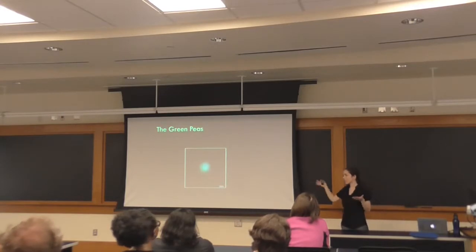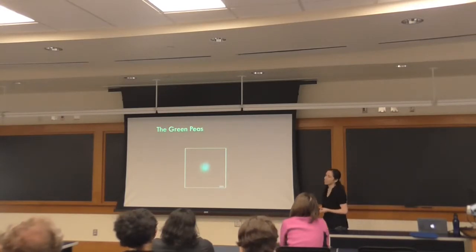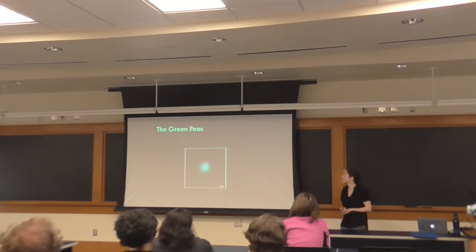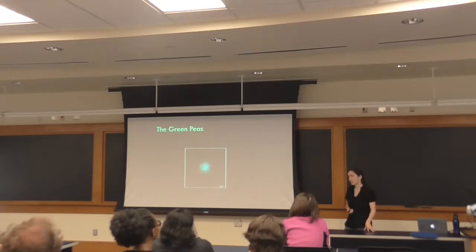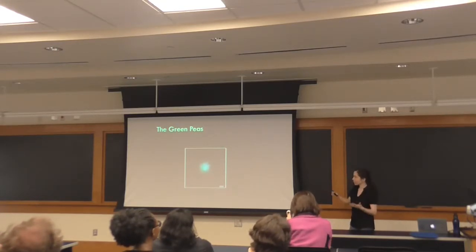So this is an image of a green pea. These were discovered in SDSS. You can see how they got their name. And the story of their discovery is kind of fun. They were actually discovered as part of Galaxy Zoo, if you've ever heard of that. So it's a citizen science project. And so members of the general public are asked to classify galaxies.